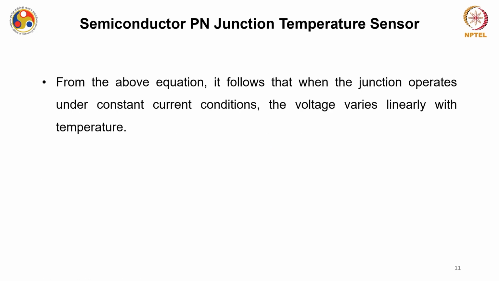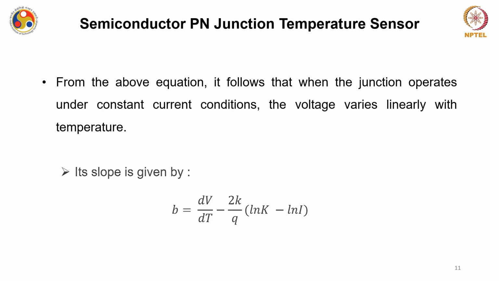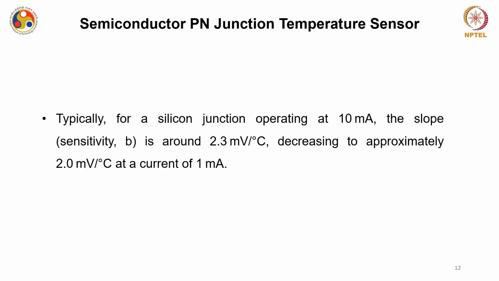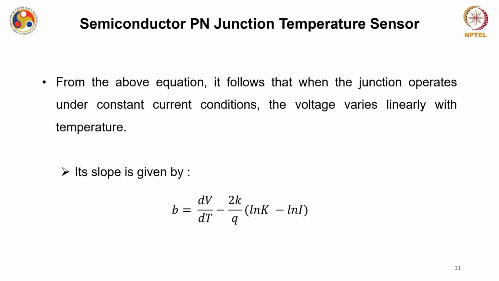So, this is the temperature dependent voltage across the junction. From this equation, it follows that when the junction operates under constant current condition, the voltage varies linearly with temperature, because the other terms are constant. Its slope can be given by differentiating this equation with respect to temperature: dV by dT, which is 2k by Q into ln K minus ln I.